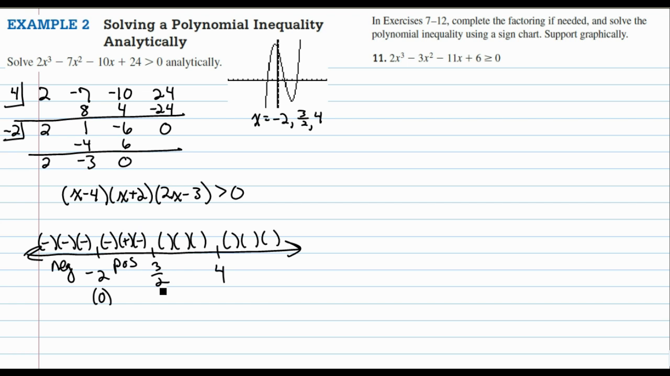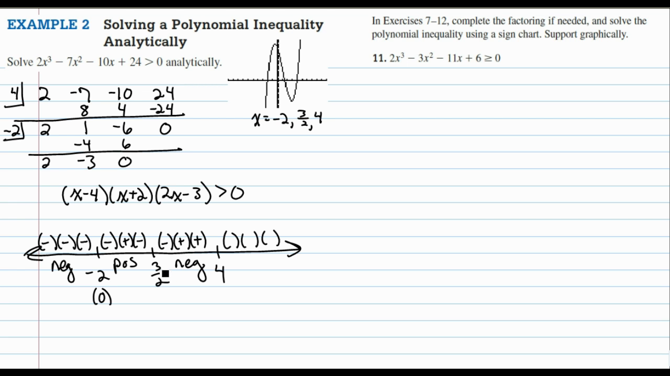Pick your favorite number between 3/2 and 4. Mine would be 2. 3 will work. 2 minus 4 is negative. 2 plus 2 is positive. 2 times 2 and then minus 3 is positive. So a negative times a positive is a negative, times another positive is still negative.